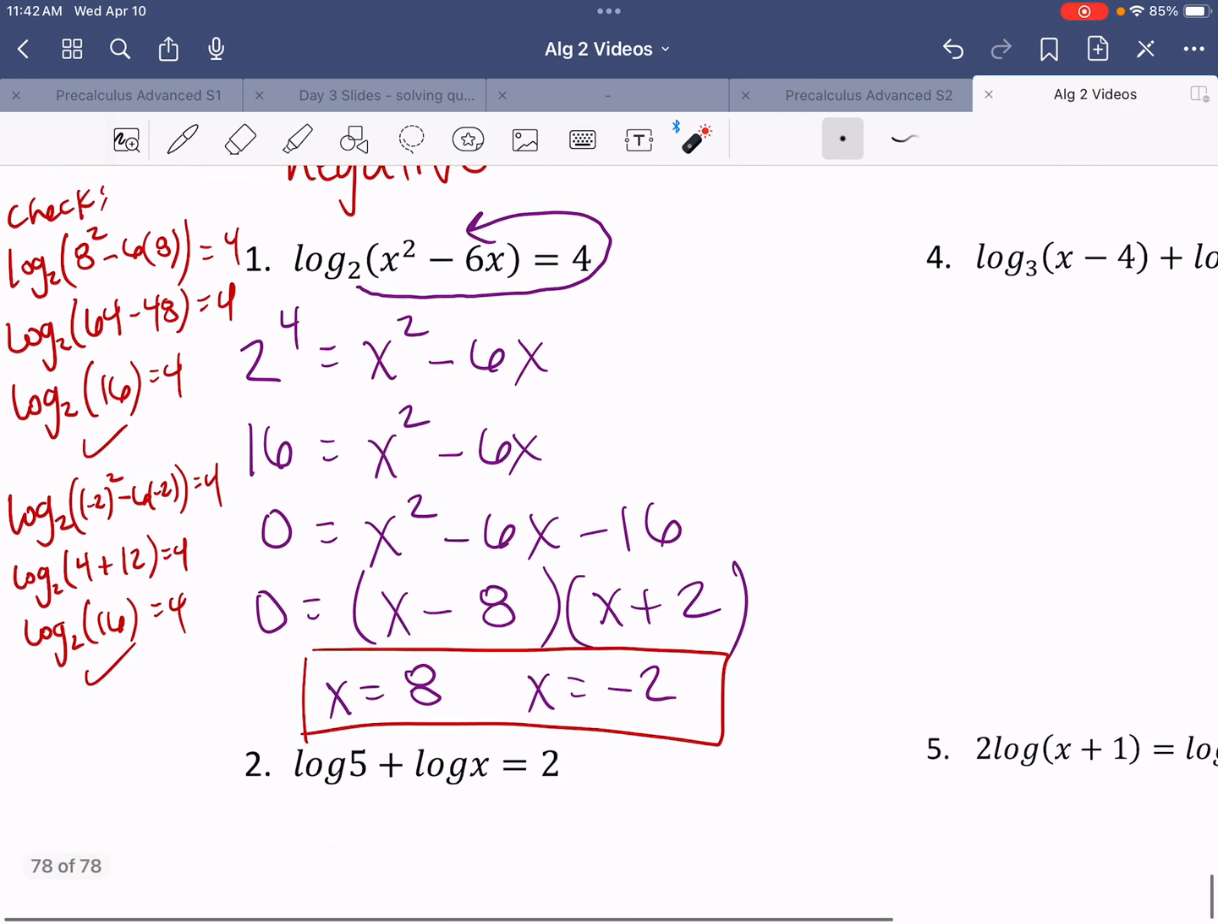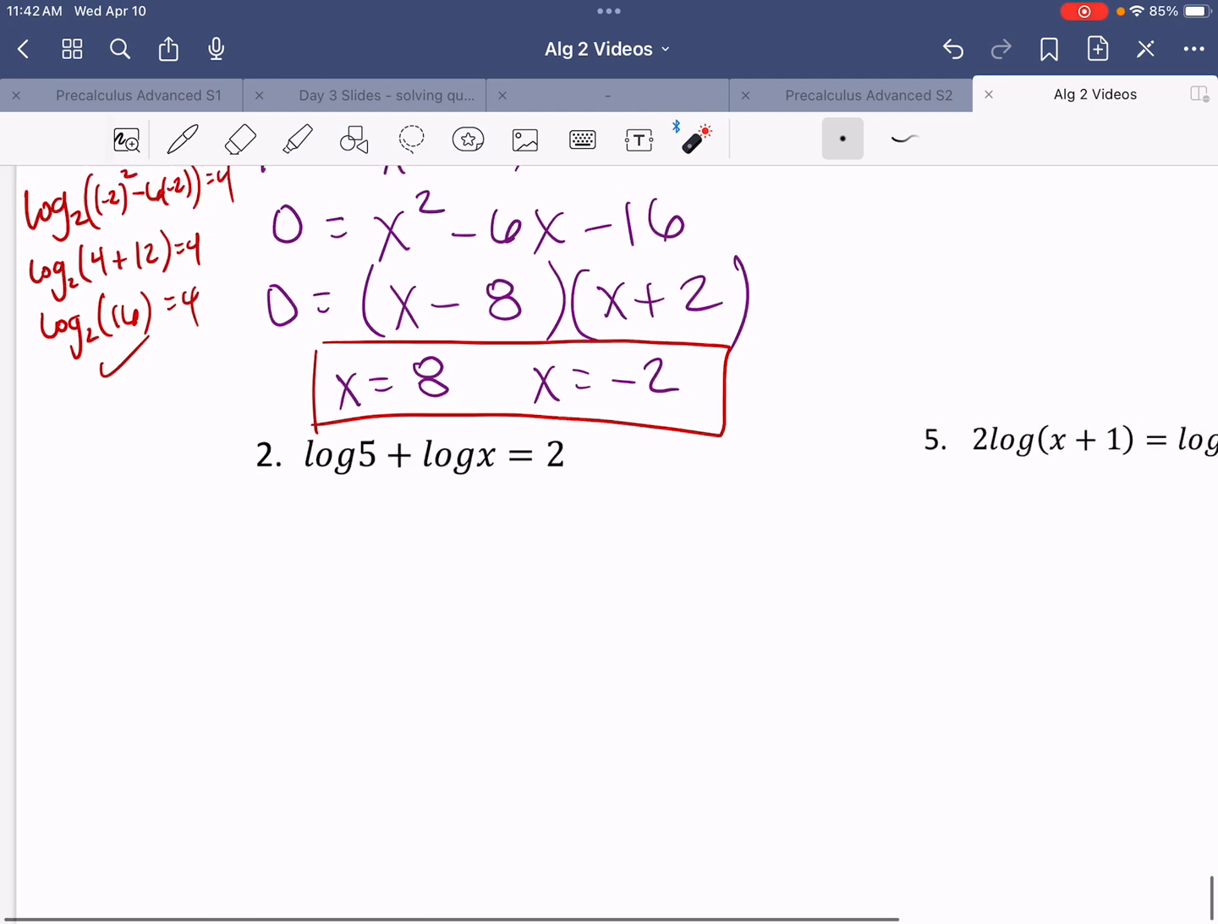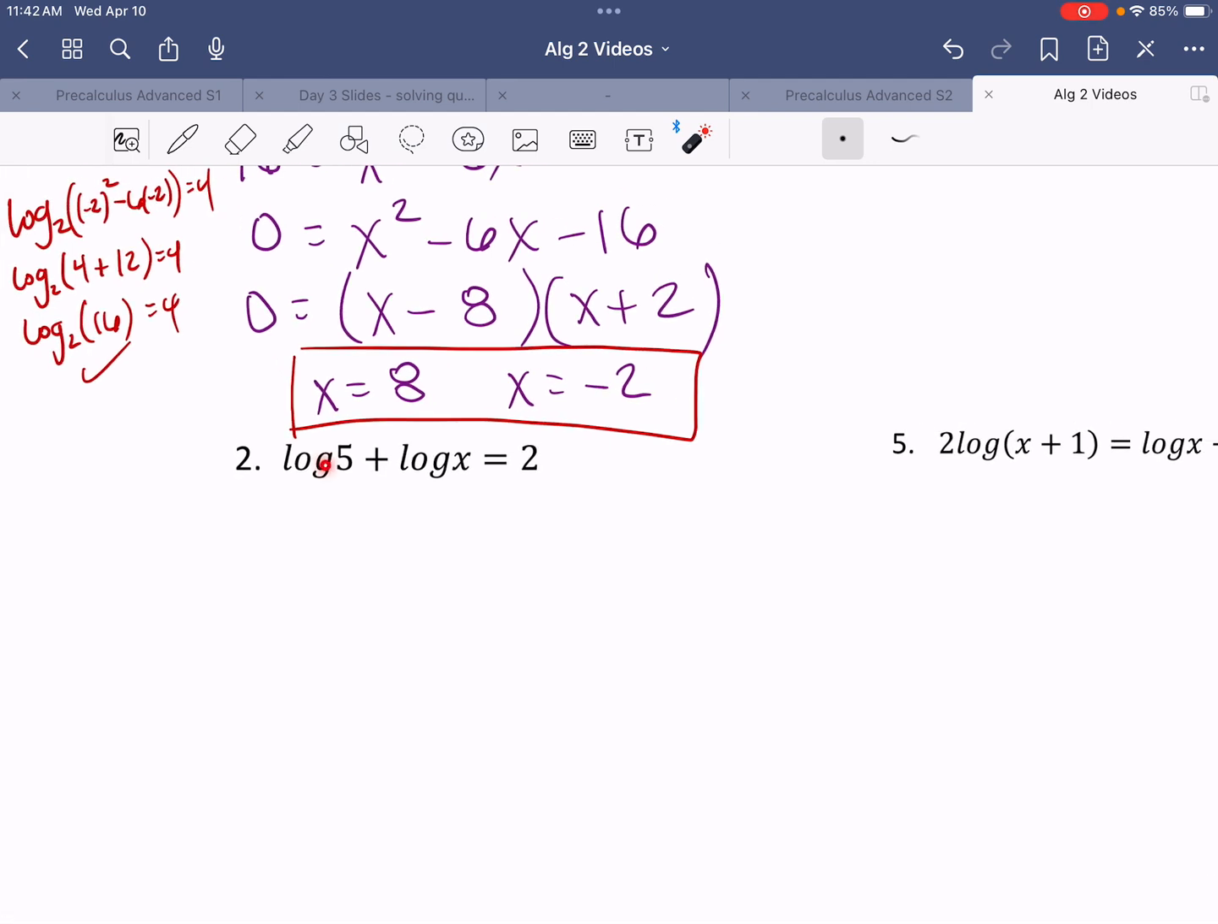Okay, so let's work our way down the page. Number 2, I have log on one side only, but it's not a single log. So when you see 2 logs that are adding, think back to your log properties. We can use the product property, and we can say that this could be one log where the 5 and the x multiply together.